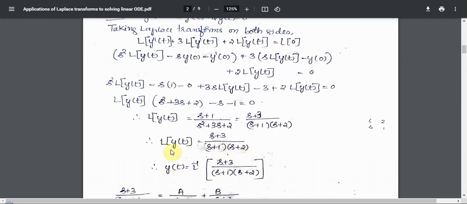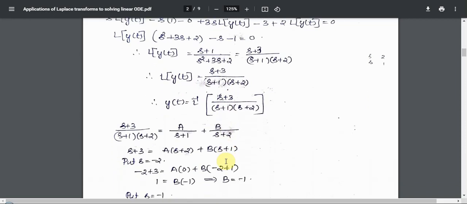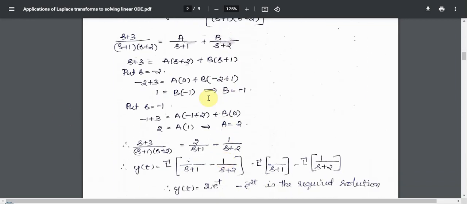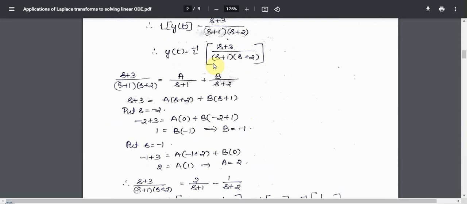Therefore, y of t will be equal to L inverse of this one. Now, L inverse of this one, I have used the partial fractions method. S plus 3 by s plus 1 into s plus 2 is a by s plus 1 plus b by s plus 2. Then by using the partial fractions method, s plus 3 is equal to a into... we are multiplying by s plus 1 into s plus 2 throughout. Therefore, here s plus 1 gets cancelled. What will remain is a into s plus 2, plus b into s plus 1, where s plus 2 gets cancelled.